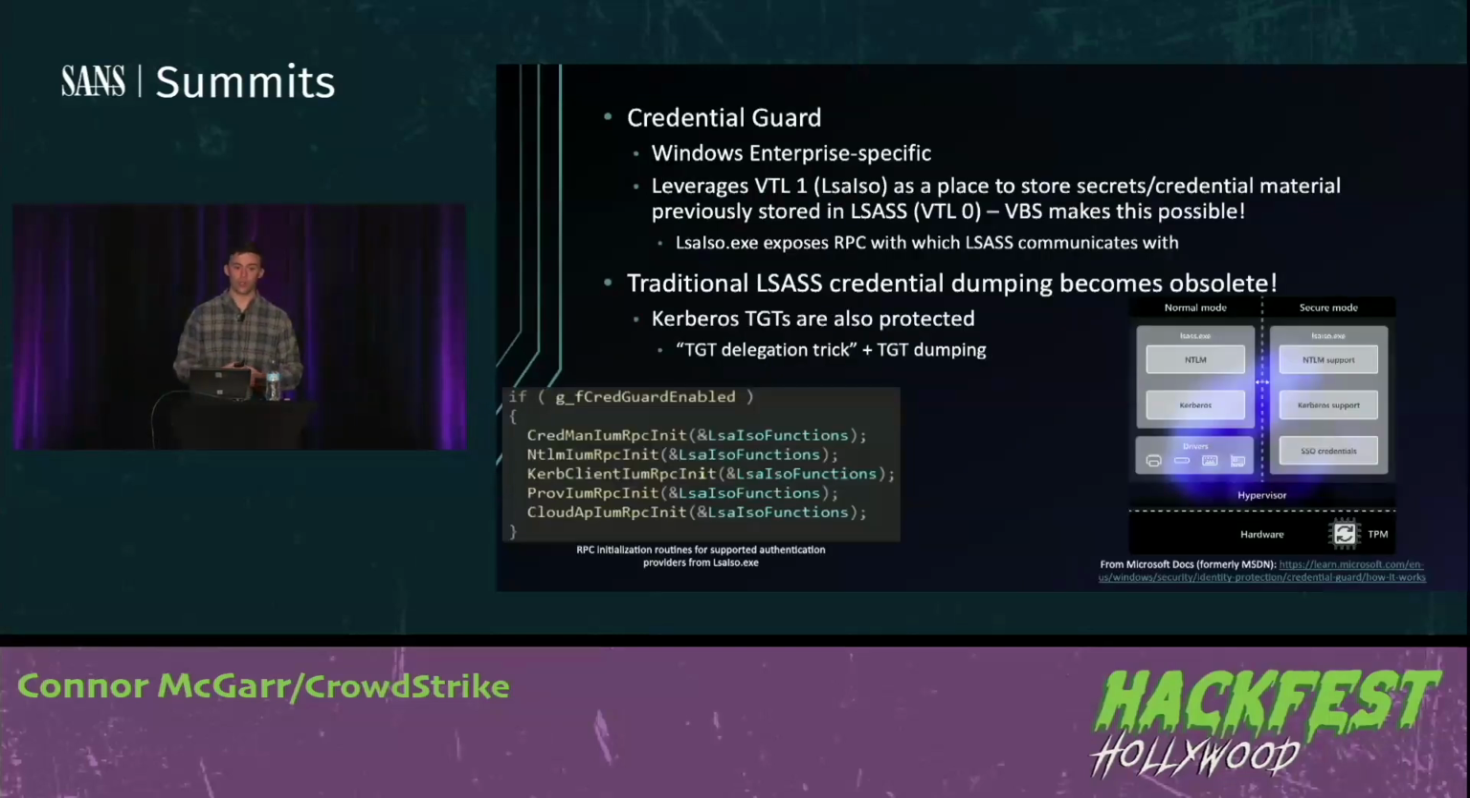You also have Credential Guard. I like the word guard being used so much. I actually like it a lot. So this is a Windows enterprise specific mitigation.